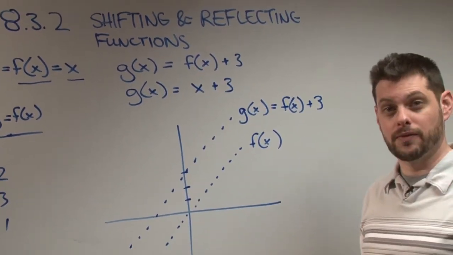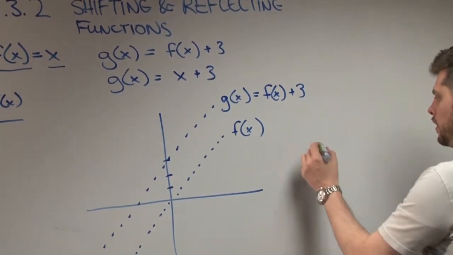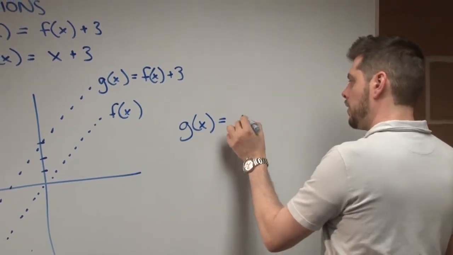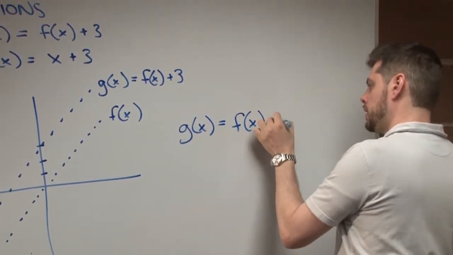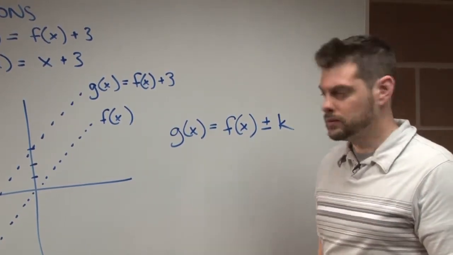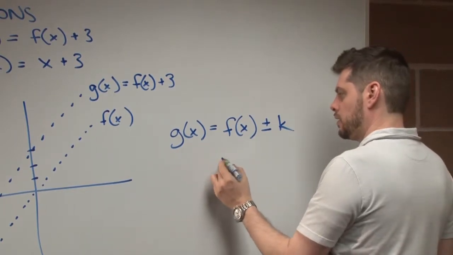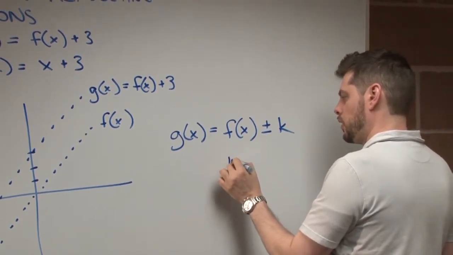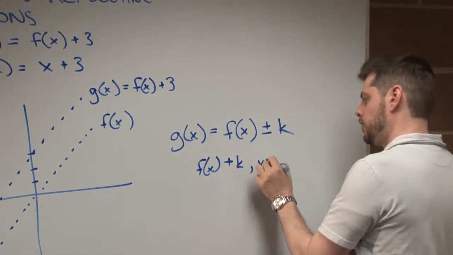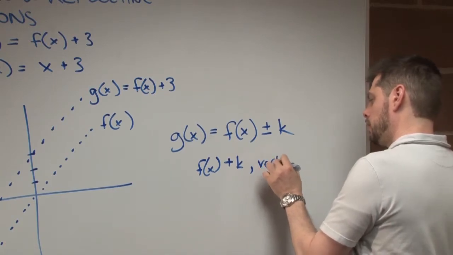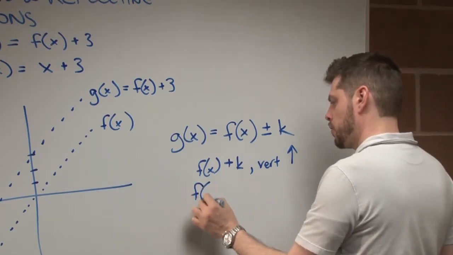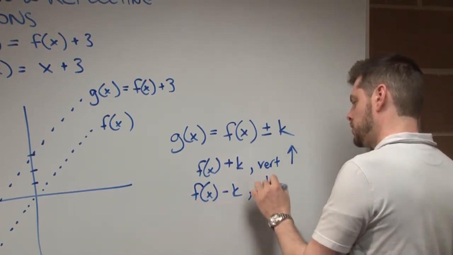So the general form of a vertical shift, we say our g of x, our new function, equals our original function plus or minus k. k represents a number. When we are adding k, so when we have f of x plus k, it's a vertical shift up. Vertical means up, so we're shifting up. And when we have it in the form f of x minus k, we have a shift down.